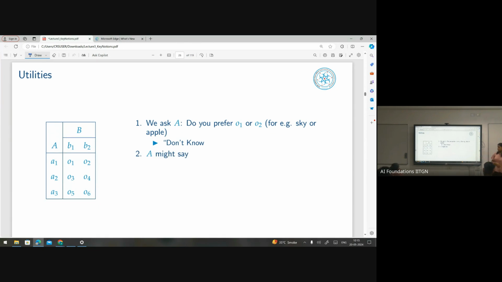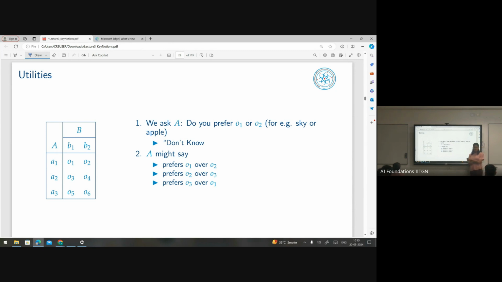Or the other thing could be, A might say that I prefer O1 over O2. And then it says that I prefer O2 over O3. And then it says that I prefer O3 over O1. So can you give me some utility numbers over these 3 that represent these preferences?